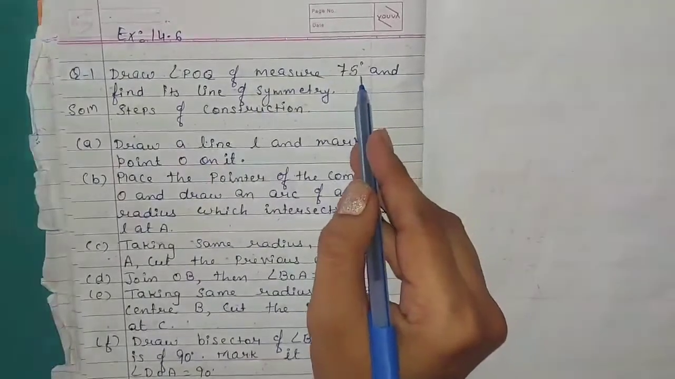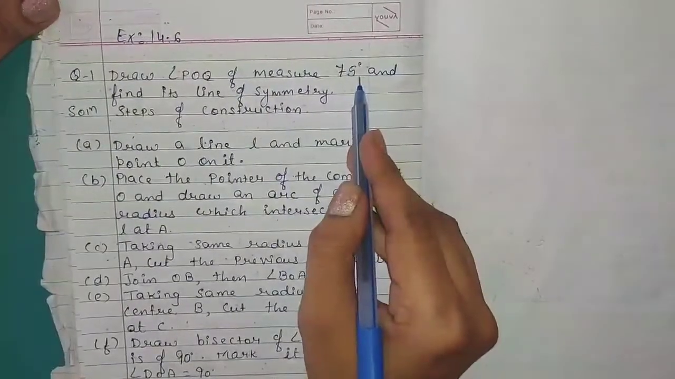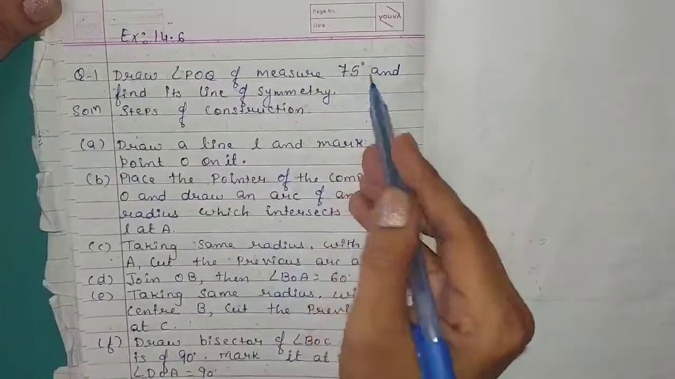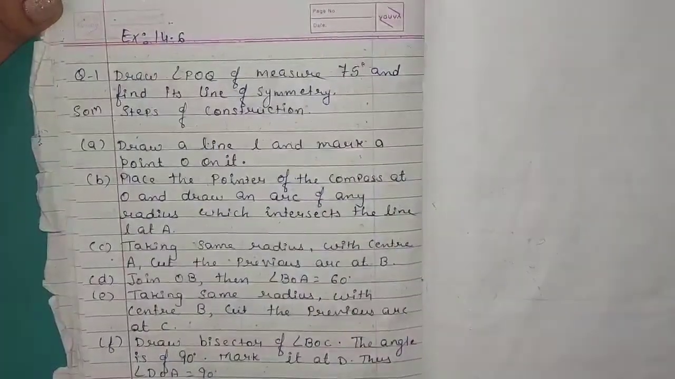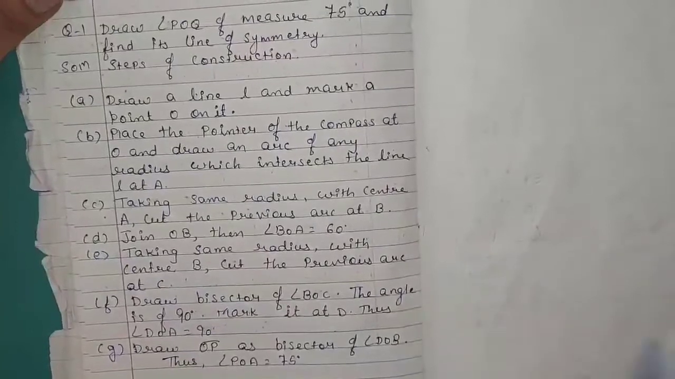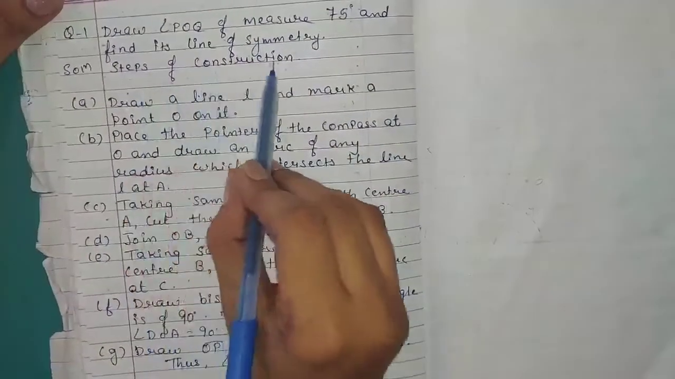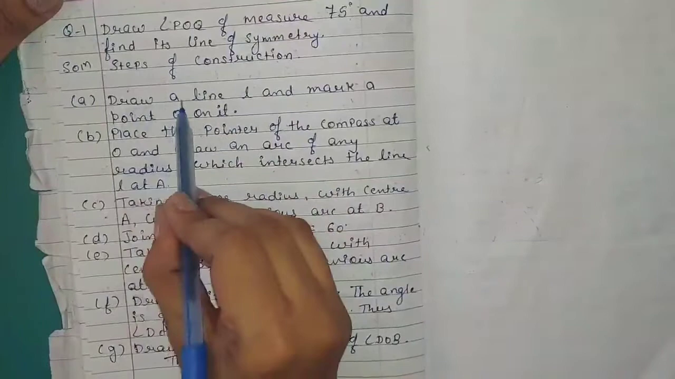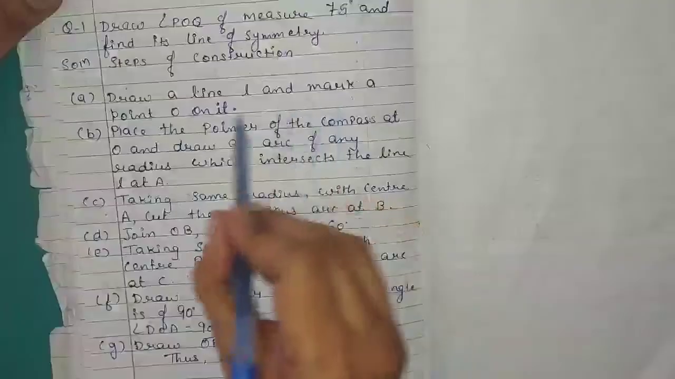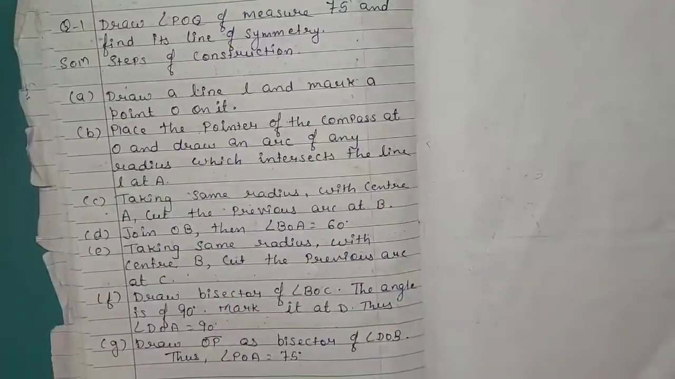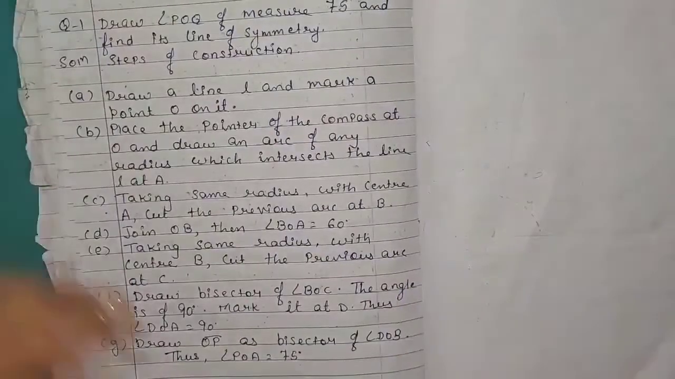Why bisecting? Because bisecting means the angle is divided into two equal parts. Now students, this 75 degree angle we will draw with the divider only. Let us draw the figure along with steps of construction. Solution. Steps of construction. A. Draw a line L and mark a point O on it. So students, first of all let us draw a line L.